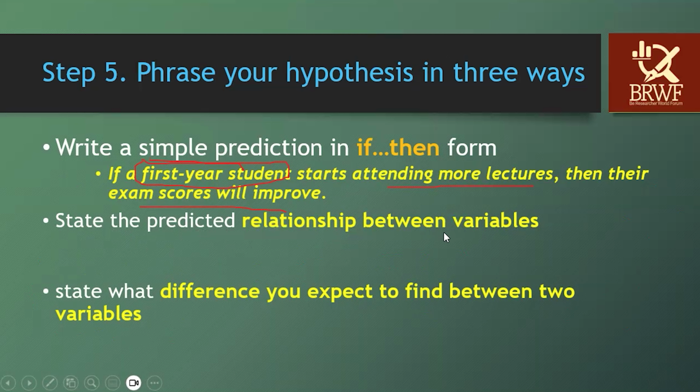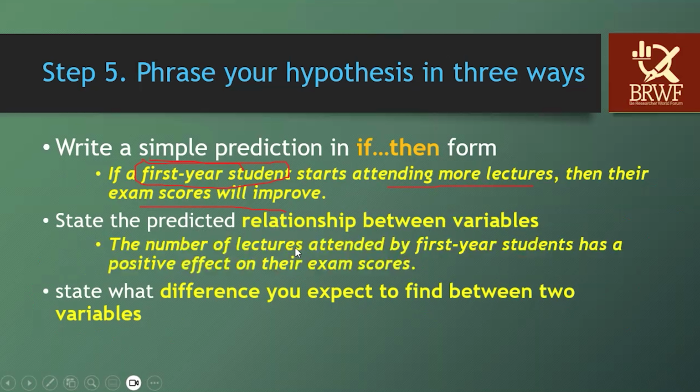Relationship between variables. So the number of lectures attended by first year students has a positive effect on their exam score. See, this will be very initial. When you are just starting, you have to find a cause-effect relationship, because cause-effect, we say conditional statement. Am I right? So if the first thing happens, then the second thing will happen. The first is the cause, and the second is the effect. That's why we suggest you write like this: if the first year students start attending more lectures, then their exam score will be improved.